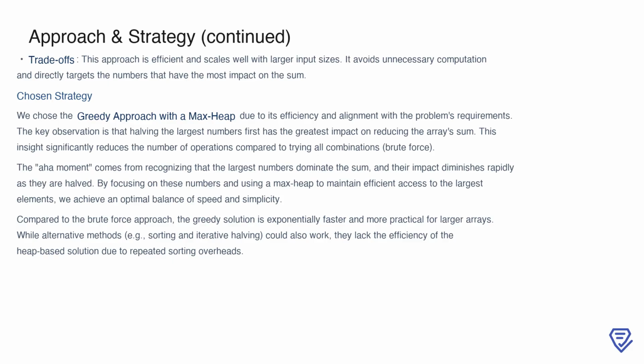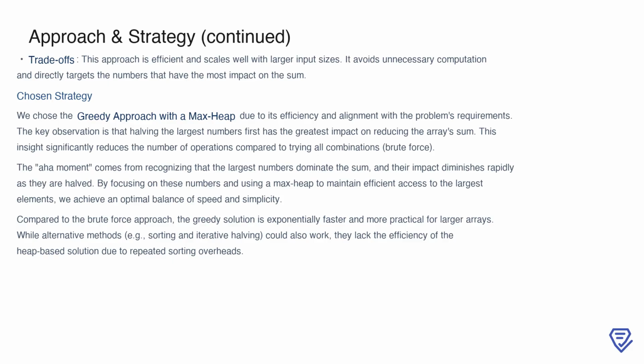The key insight here is that the largest numbers dominate the sum, and their contributions decrease rapidly with each halving operation. Using a max heap allows us to efficiently access and process these numbers, maintaining an optimal balance between speed and simplicity. Compared to the brute force approach, the greedy solution offers an exponential improvement in efficiency.